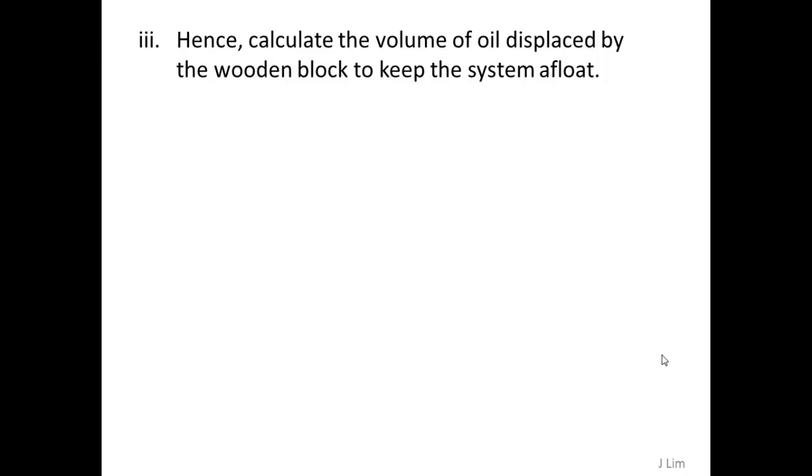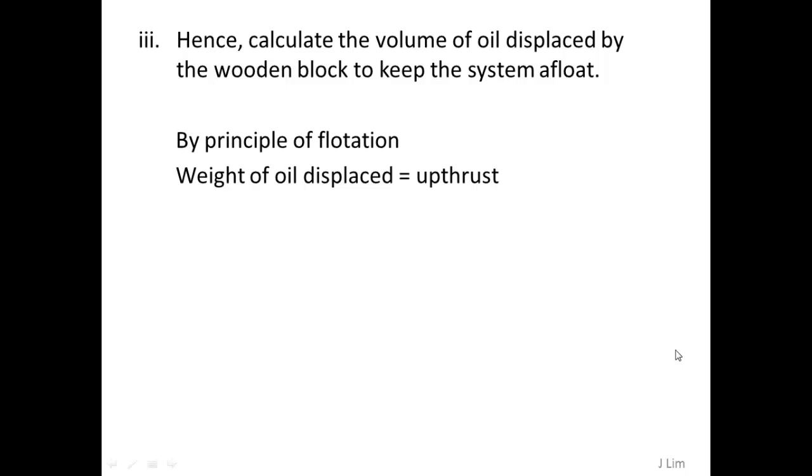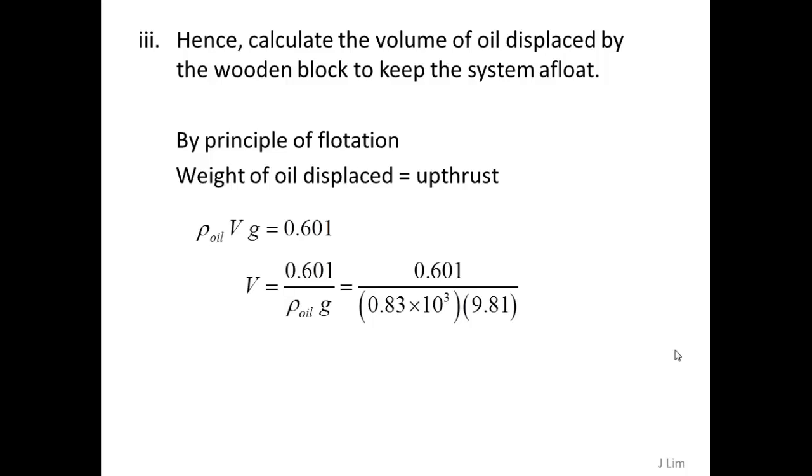Question. Hence, calculate the volume of oil displaced by the wooden block to keep the system afloat. By principle of flotation, the weight of oil displaced equals the upthrust. So rho V g equals 0.601. Rho is the density of the oil. So therefore the volume is given by the upthrust divided by density times g. So we have V equal to 73.8 centimeter cube.